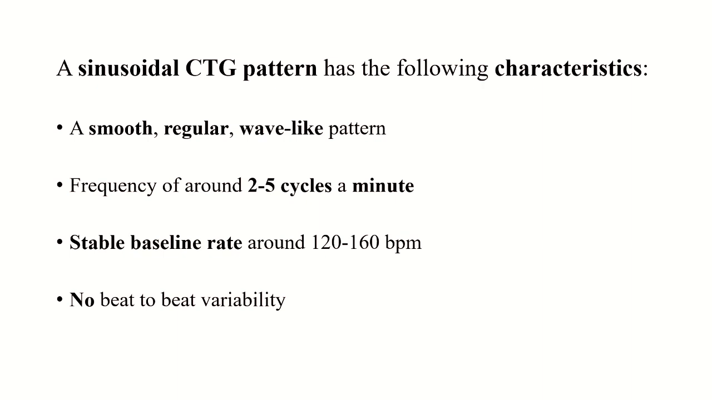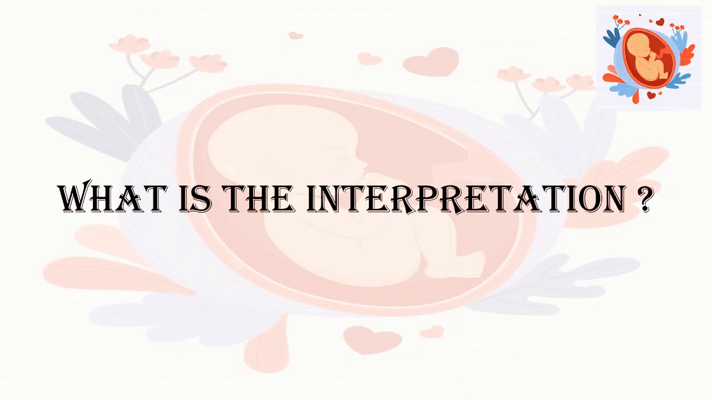The characteristic feature of a sinusoidal CTG is the presence of a smooth, regular wave-like pattern with a frequency of around 2 to 5 cycles a minute and a baseline rate between 120 to 160 beats per minute, and no beat-to-beat variability can be seen in the CTG graph. Now we will see how to interpret the findings of a CTG.